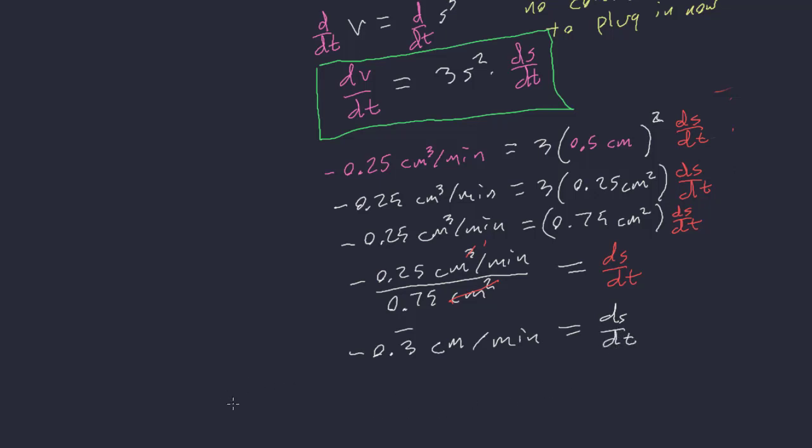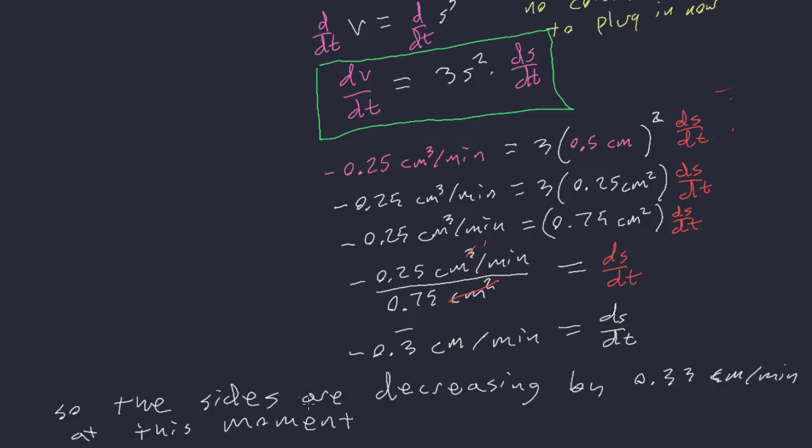Okay, so the sides are decreasing at about 0.33, let's use 2 significant digits here, centimeters per minute. Right, so the sides are decreasing by 0.33 centimeters per minute at this very moment, and I always like to write this just because that's the moment we're talking about. That's not what's always happening. In fact, things will probably be different at different lengths of our sides, but at this moment, they're decreasing by 0.33 centimeters per minute.